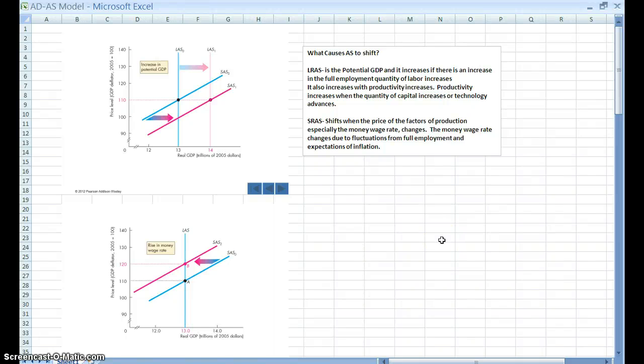I want to try to walk through Chapter 10 with you. We need to discuss this aggregate demand and aggregate supply model. What we're doing here is using something similar to what we learned in microeconomics with a supply-demand chart.